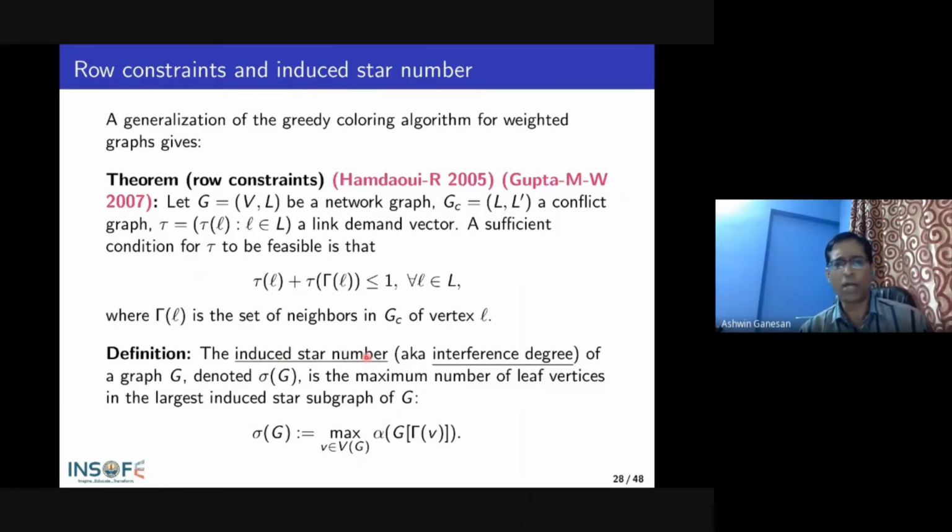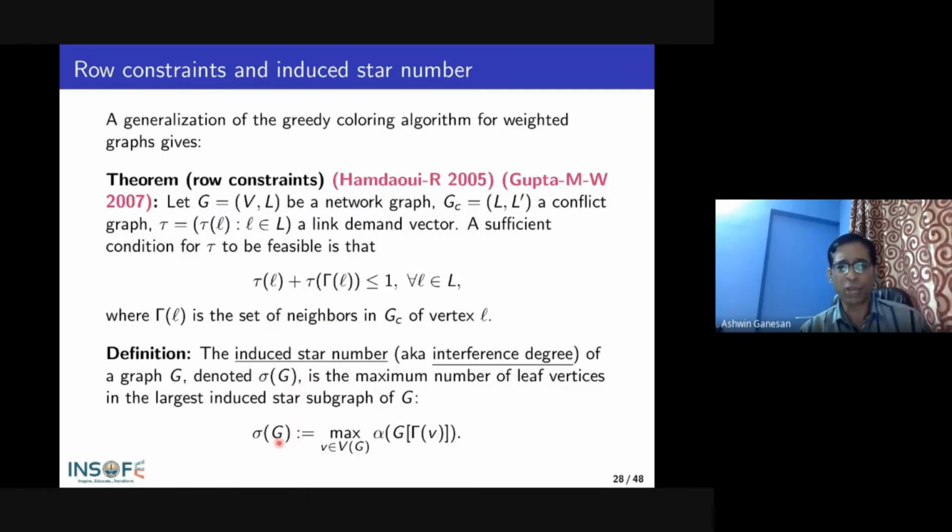The induced star, now the question is, how good is the sufficient condition compared to an optimal condition, where if you actually knew the fractional chromatic number of GC comma tau, you can make a better decision. And it turns out that the performance is determined by the induced star number.